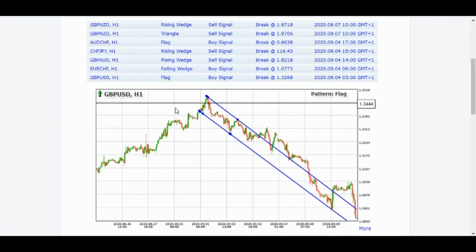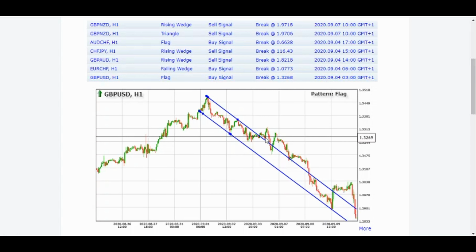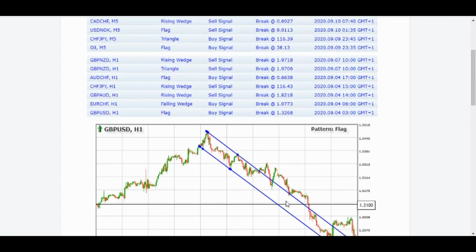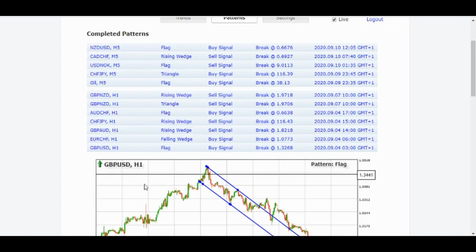So British pound USD, we have a flag buy signal, break at 32.68. The price failed to continue this very nice uptrend, and after retesting this level around 32.13, bounced back and started to go down. So it was a bad one. Stop loss failed for traders out there. Use stop loss guys.